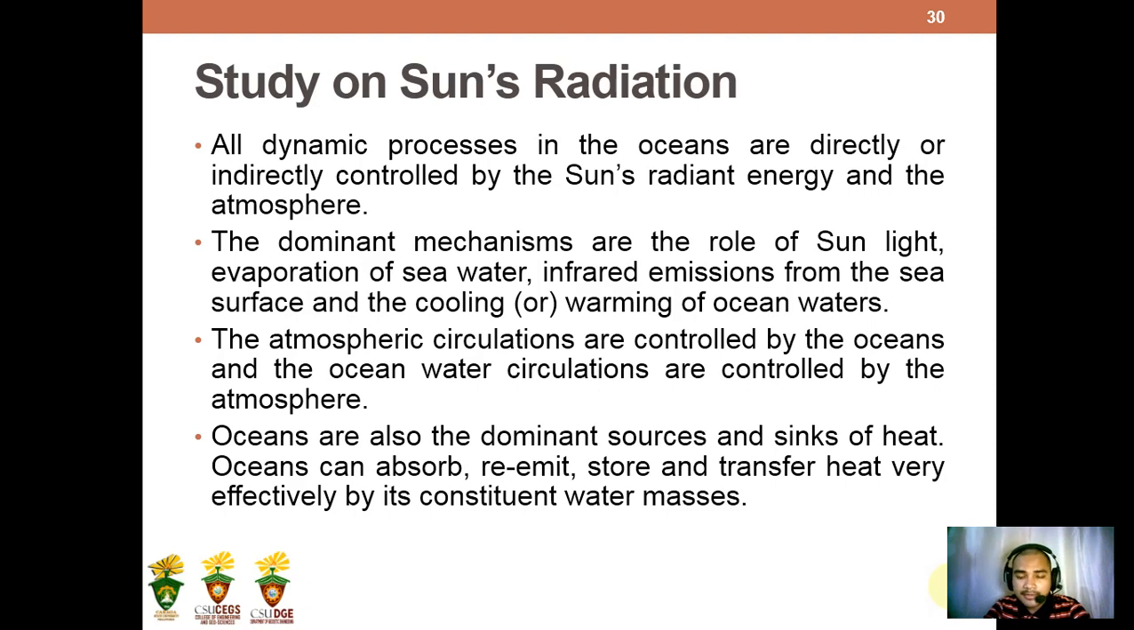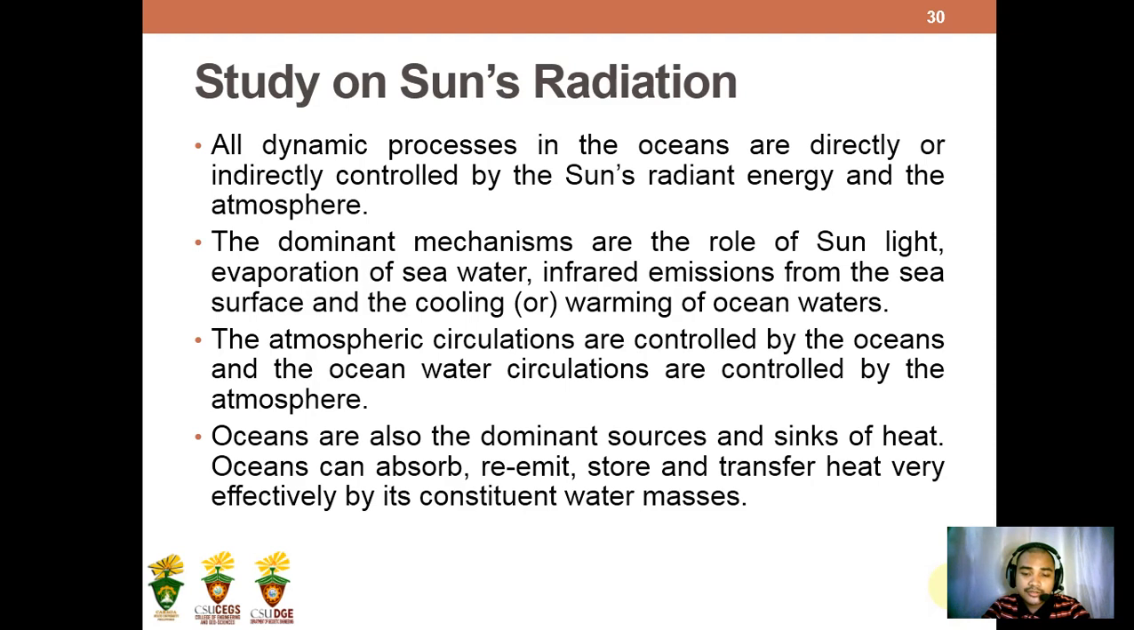Maybe there are many more processes and mechanisms involved when it comes to sunlight and seawater. But these are some: evaporation, infrared emissions, and also cooling and warming of ocean waters. The atmospheric circulations are controlled by the oceans, and the ocean water circulations are controlled by the atmosphere. So all the processes and mechanisms are being controlled in the atmosphere.